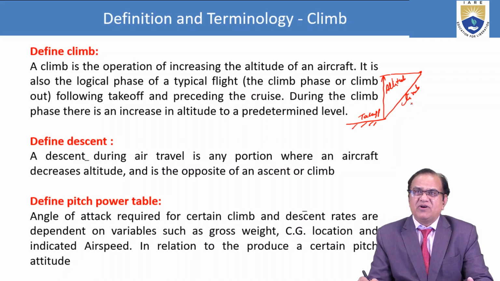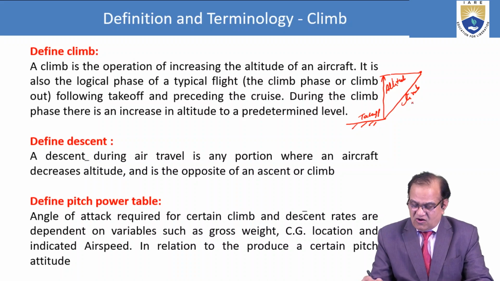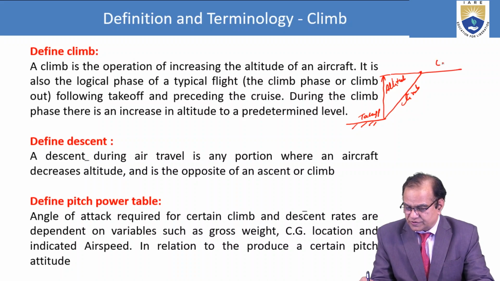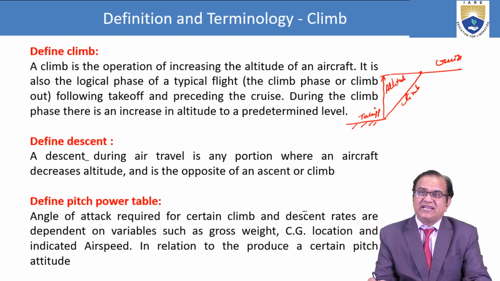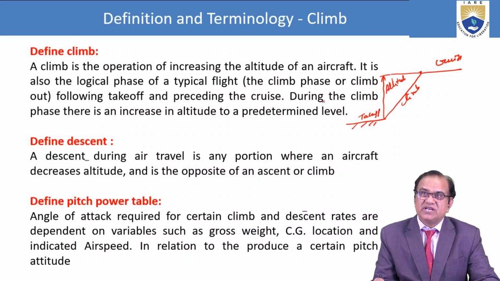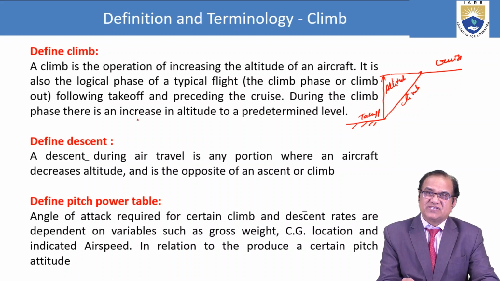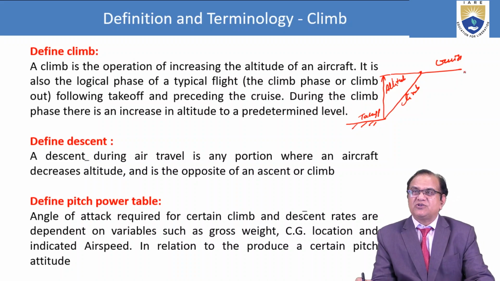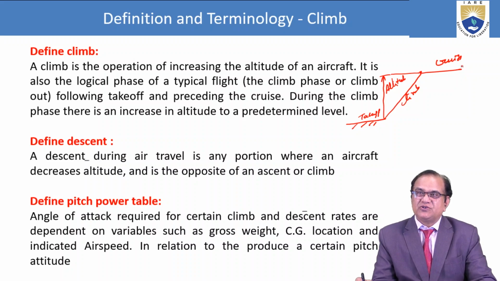The climb or the climb out following takeoff. So here is the takeoff, and here we have the cruise. So the climb is between takeoff and cruise. That area where the altitude is increasing is called the climb performance. During the climb phase, there is an increase in altitude to a predetermined level. So some altitude is given, and that altitude is achieved with the help of the climb performance.